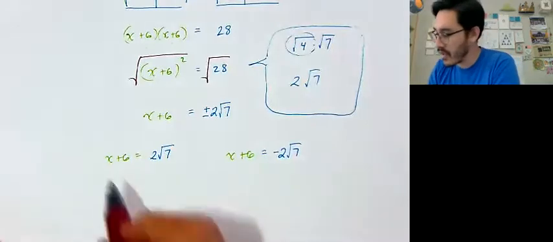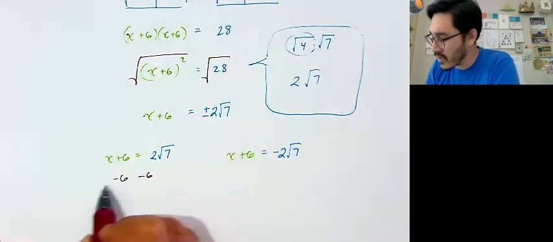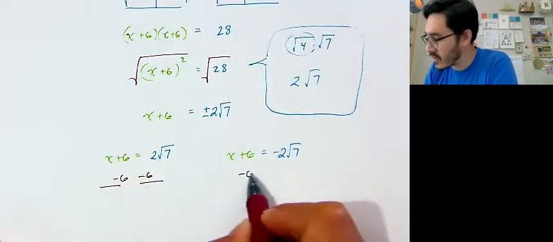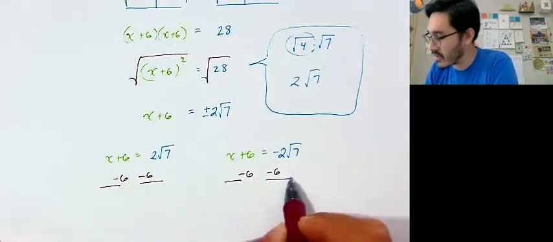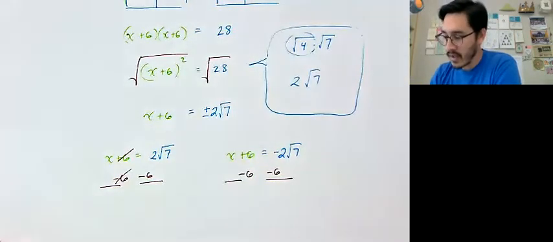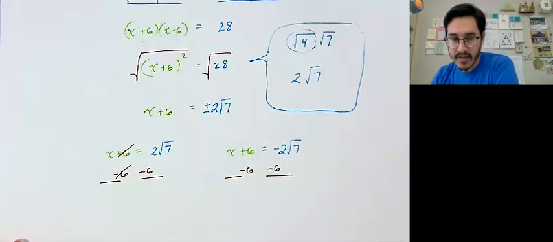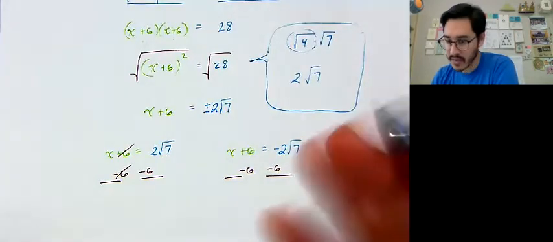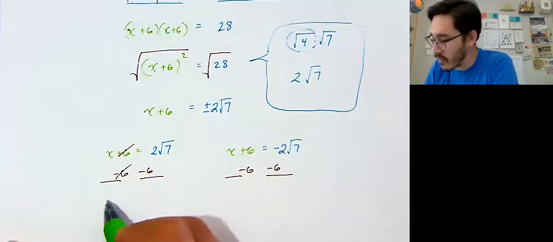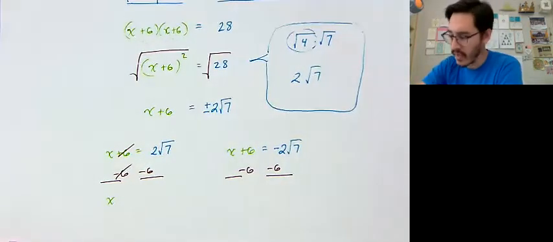All right, so now let's subtract 6 from both sides in both equations. Plus and minus 6 are opposites. They're both integers. They cancel each other out. So we've got x.